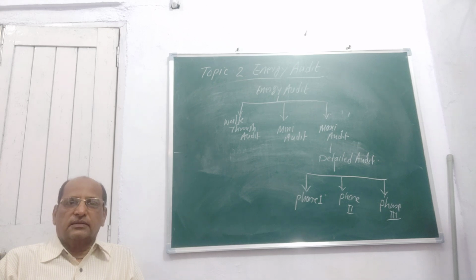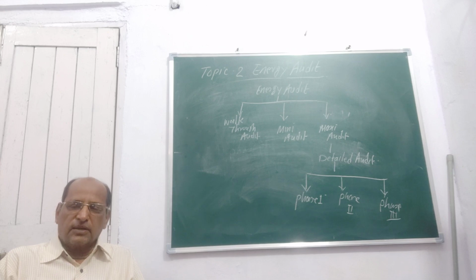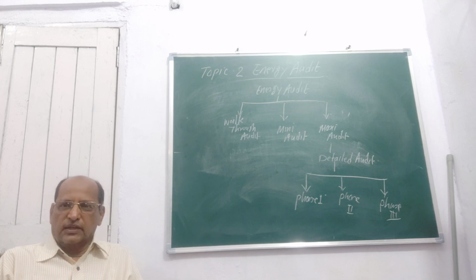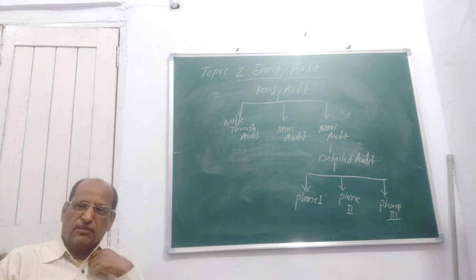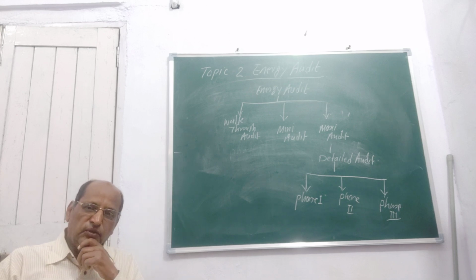That is, what is the horsepower rating of the drives or motors, what is the kilowatt rating of the different types of furnaces and ovens, what is the lighting arrangement, what fixtures are there, and what manufacturing processes are there for which a particular type of machine is used, in which what is the standard consumption of the machine, and what is the actual consumption of the machine according to their running.